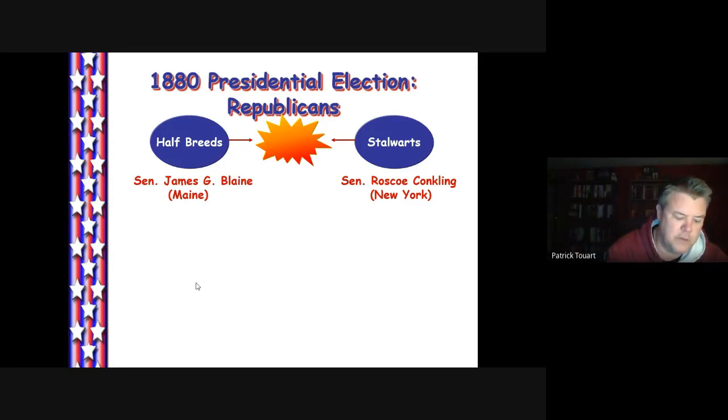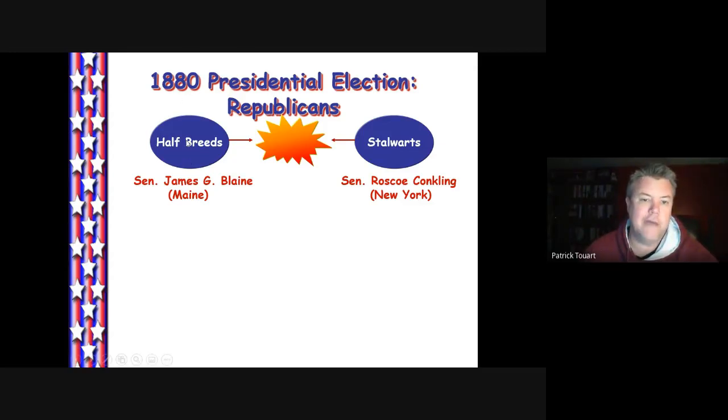And within the Republican Party, there are really two political factions, and they're called the half-breeds, and these are not necessarily names that they adopt, but they're called half-breeds because they sort of adopted an idea of reform, civil service reform, sort of.